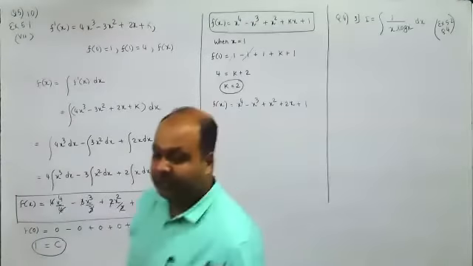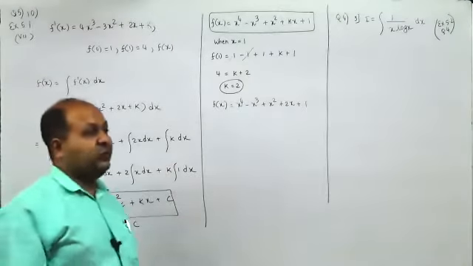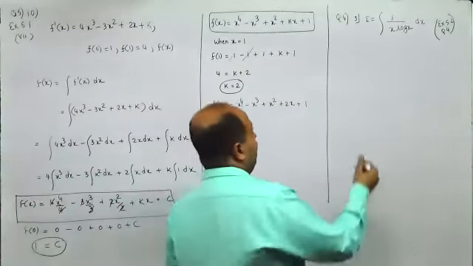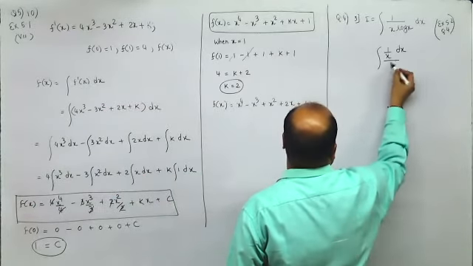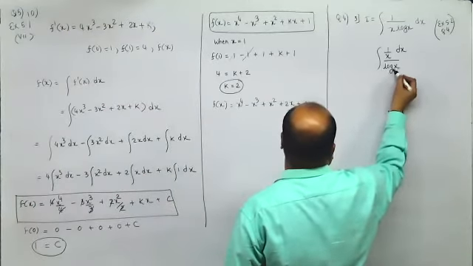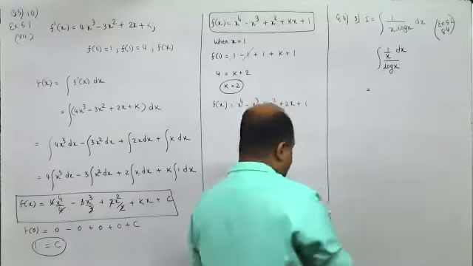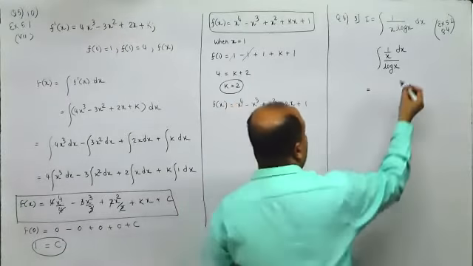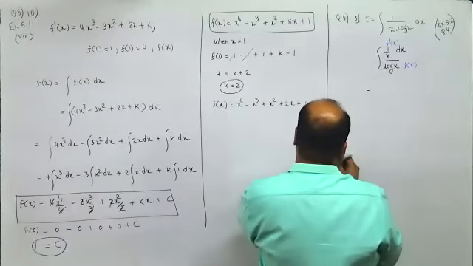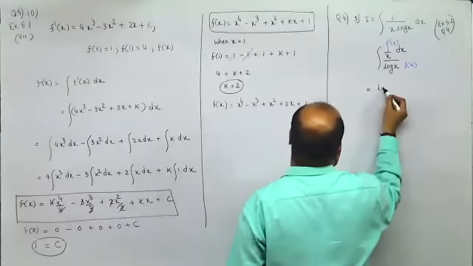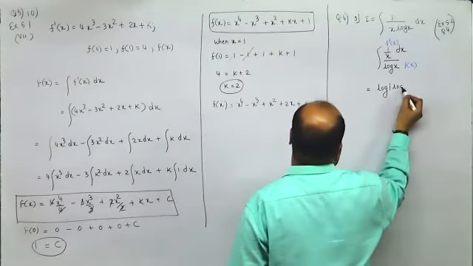Now, if you observe here, this is 1 upon x log x. We know that the derivative of log x is 1 upon x. So what I'll do over here is I'll write 1 upon x here and I'll write log x in the denominator. Derivative of denominator is the numerator. And when the derivative of denominator is the numerator, I can say the answer is log of denominator plus c.